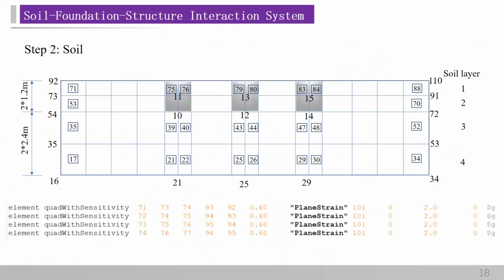I have changed the quad with sensitivity to quad. If you can run OpenSees on your computer, you can try to run this model, and you will find the model cannot be converged. This is because when you use the quad element, the real soil density is the element density.